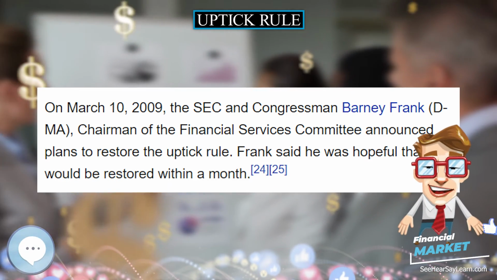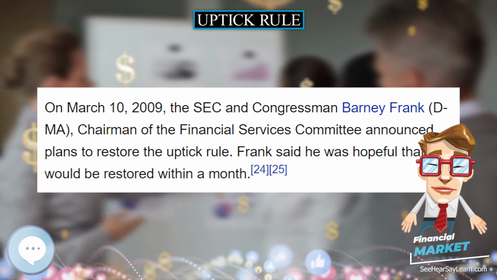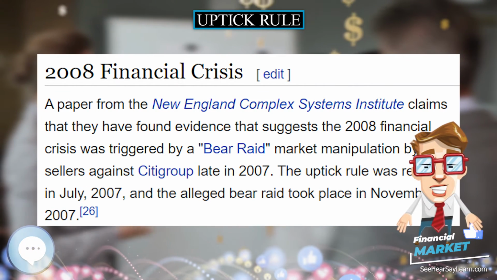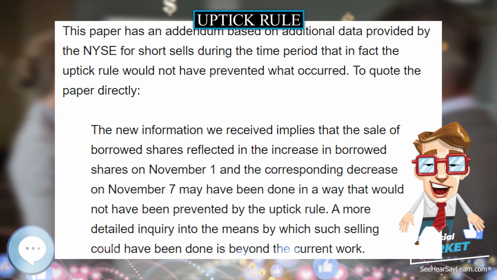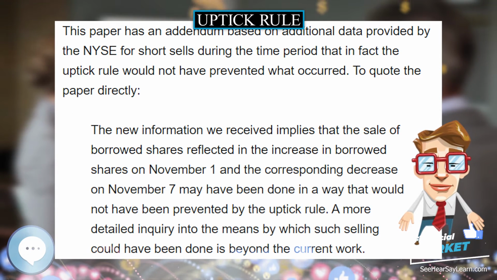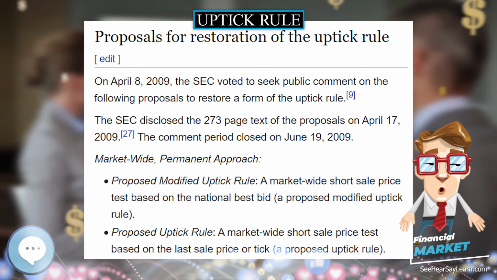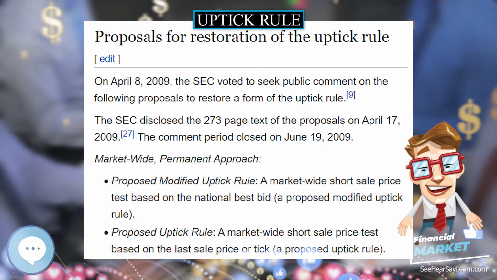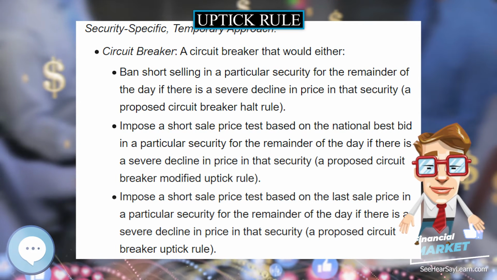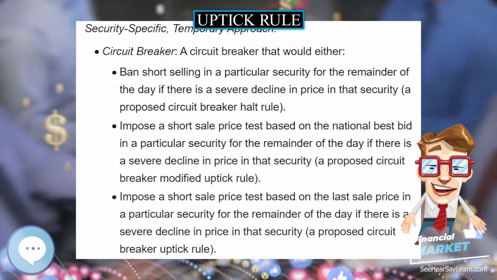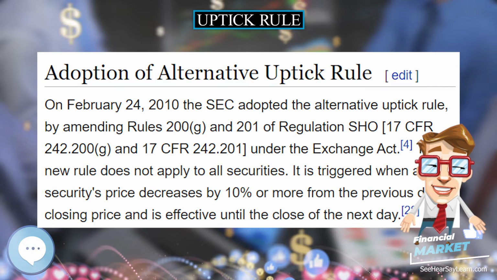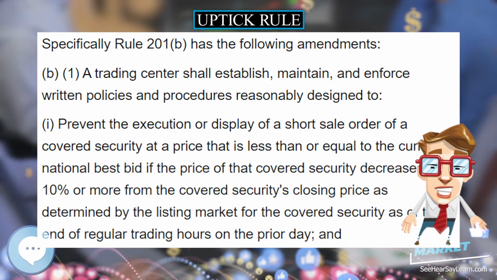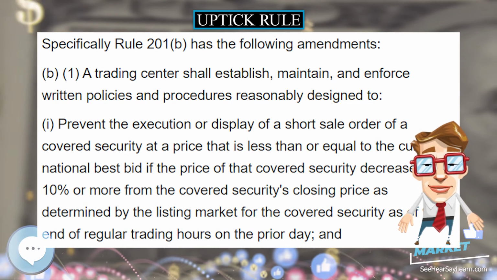On February 24, 2010, the SEC adopted the alternative Uptick rule, by amending Rules 200G and 201 of Regulation SHO under the Exchange Act. The new rule does not apply to all securities. It is triggered when a security's price decreases by 10% or more from the previous day's closing price and is effective until the close of the next day. Specifically, Rule 201B has the following amendments.